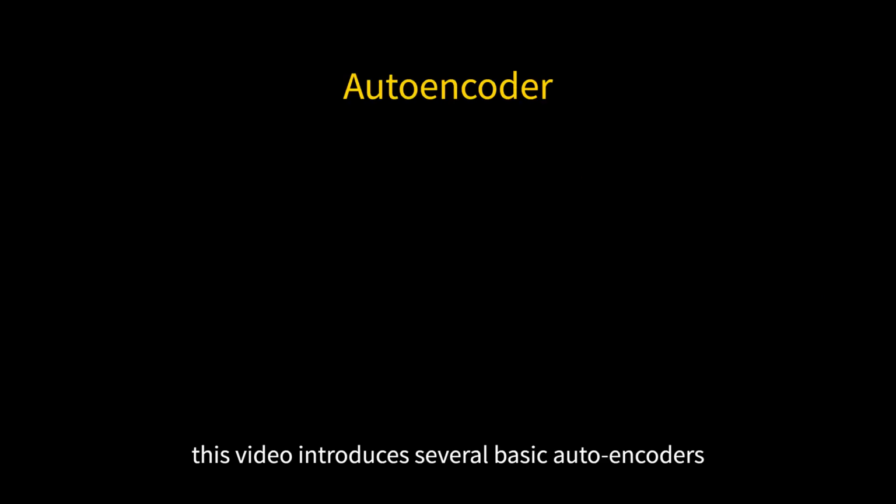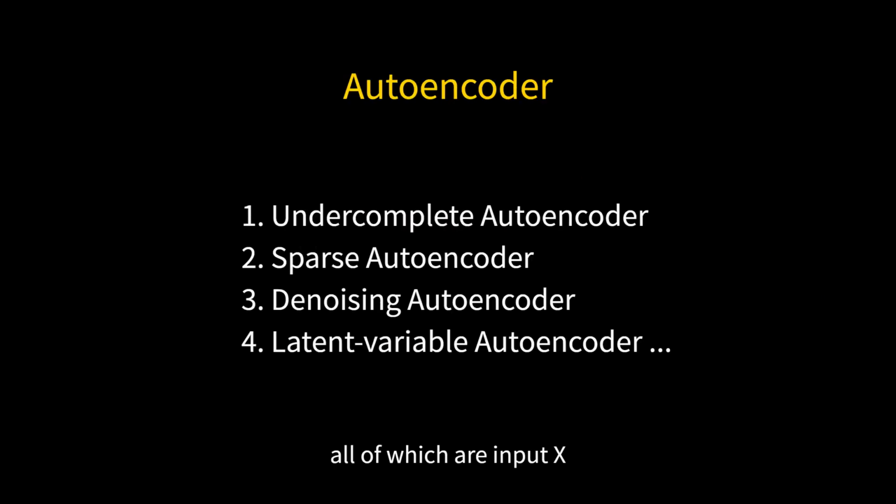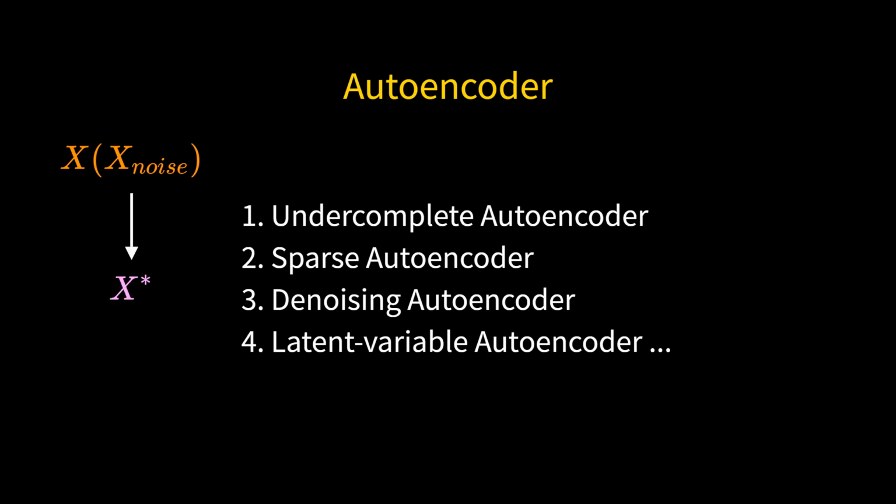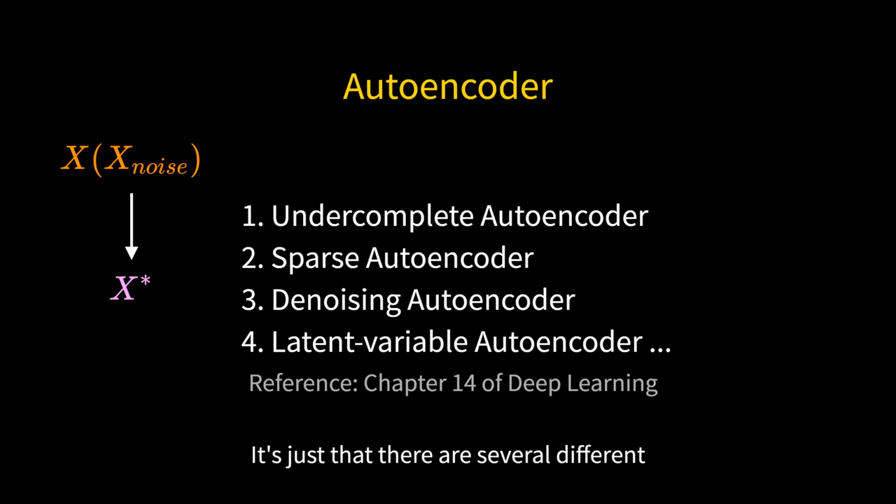Well, this video introduces several basic autoencoders, all of which take input X or X noise, trying to make the model output a similar X star through training. This forces the model to learn how to extract the most obviously useful information from the input. It's just that there are several different types when different constraints and challenges are imposed.